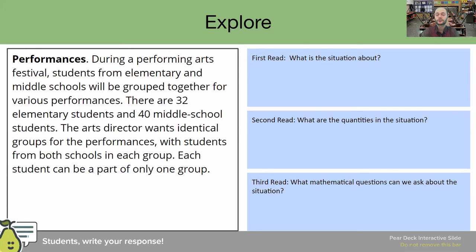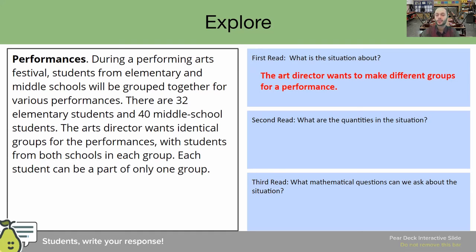All right, that was the first time we read this story. Now, the first read asks us, what is the situation about? Please pause the video and let us know. What do you think the situation is about? All right, welcome back. If you said this situation is about an arts director who wants to make different groups for a performance, you are correct. And there's a lot of different answers you can come up with here. This is just one of them.